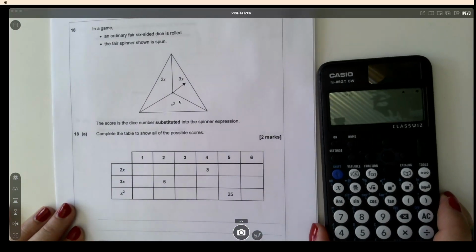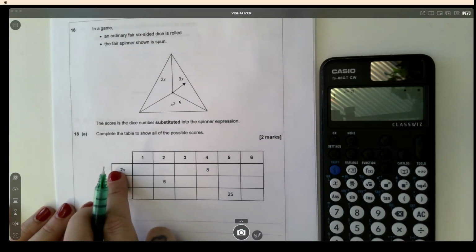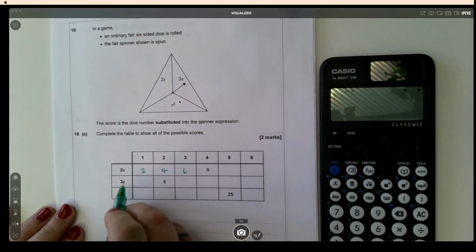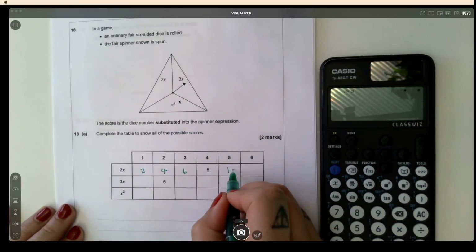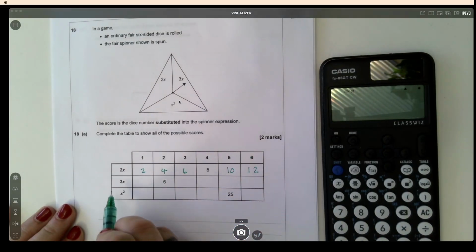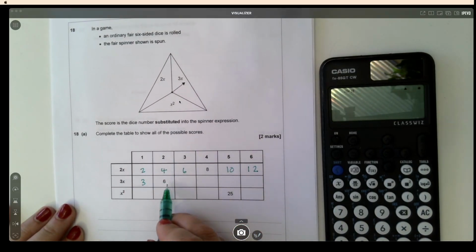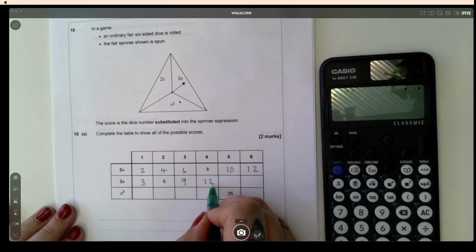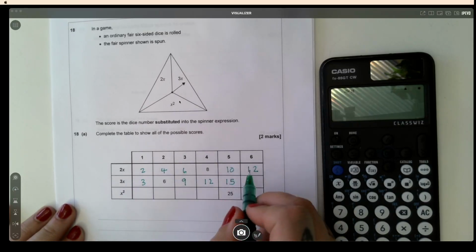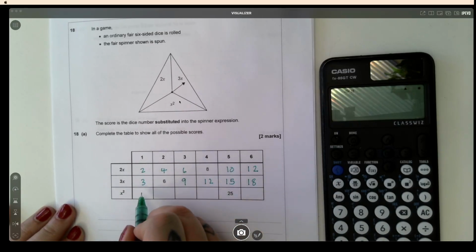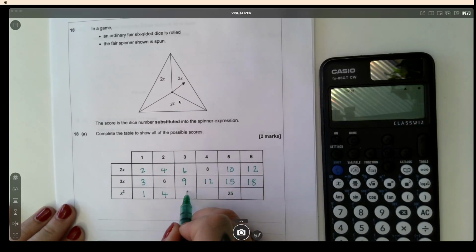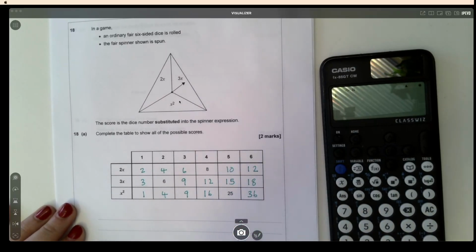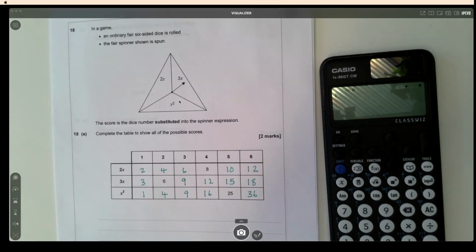So remember, we've got a calculator to make life a little bit easier. So 2x, 2 times 1, 2 times 2, 2 times 3, 2 times 4 is already done, 2 times 5, 2 times 6, and then 3 times 1, 3 times 2 is already done, 3 times 3, 3 times 4, 3 times 5, 3 times 6, and then x squared, 1 squared, 2 squared, 3 squared, 4 squared, 5 squared is already done, and 6 squared. So we've completed the table for 2 marks.